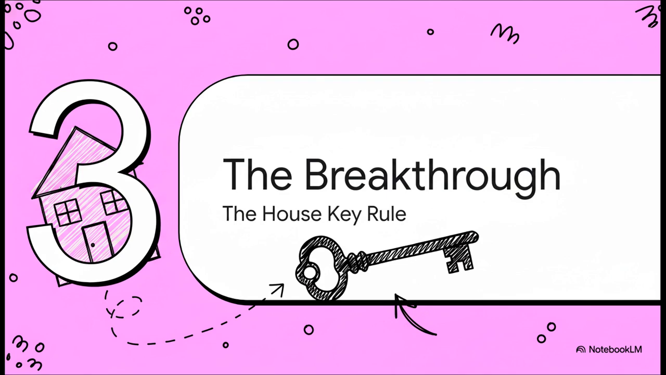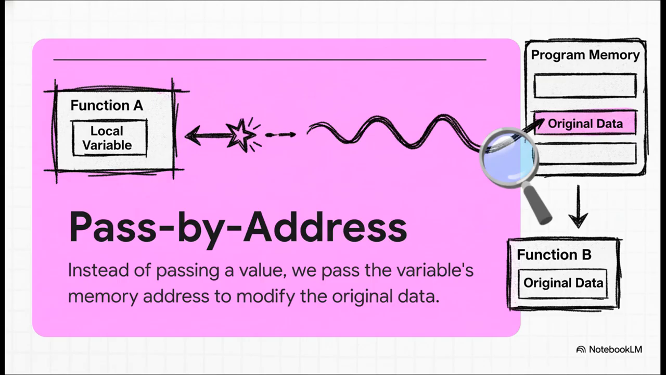It's simple, really. We stop sending a photo of the house, and instead we send the house's address and a key. This powerful technique is called pass-by-address. It's how you let a function reach outside of its own little bubble and directly change data somewhere else in your program. And the way we do it is with pointers.